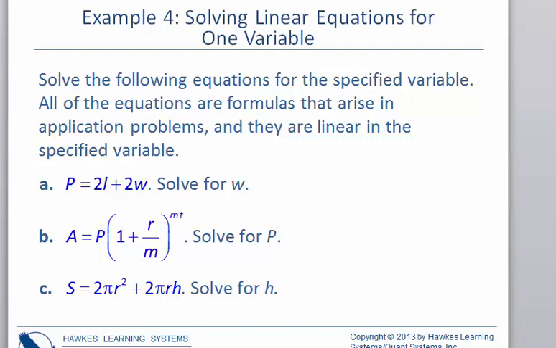All of the equations are formulas that arise in application problems, and they are linear in terms of the specified variable. So our first example is P is equal to 2 times L plus 2 times W. And this is the formula for the perimeter of a rectangle when L is the length and W is the width. And we're asked to solve this expression for W.